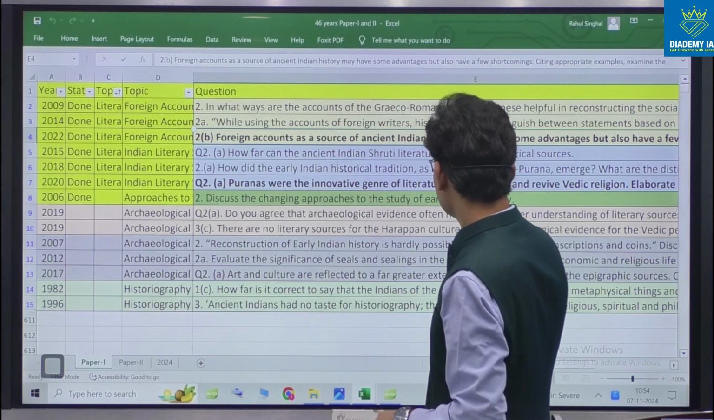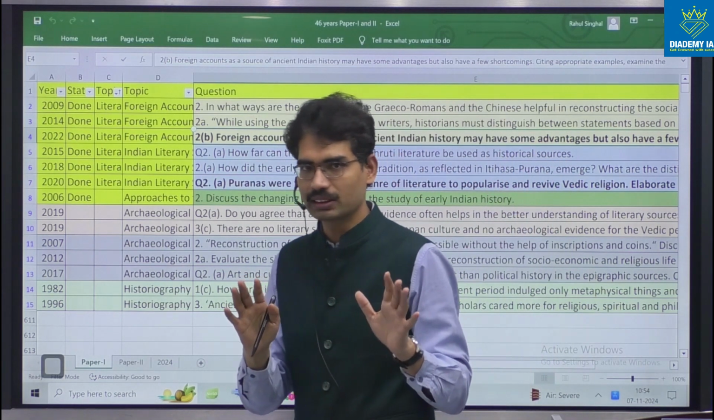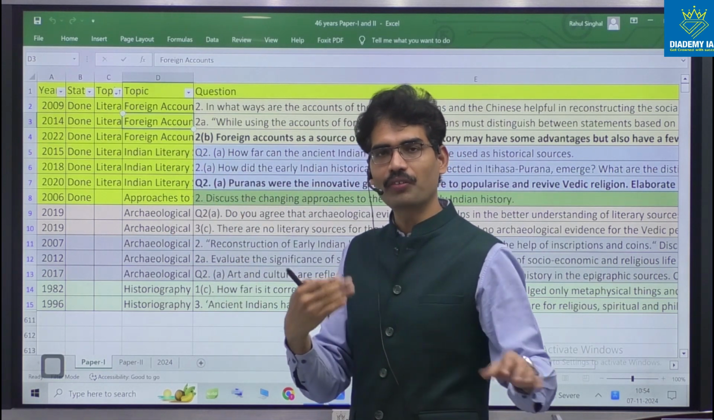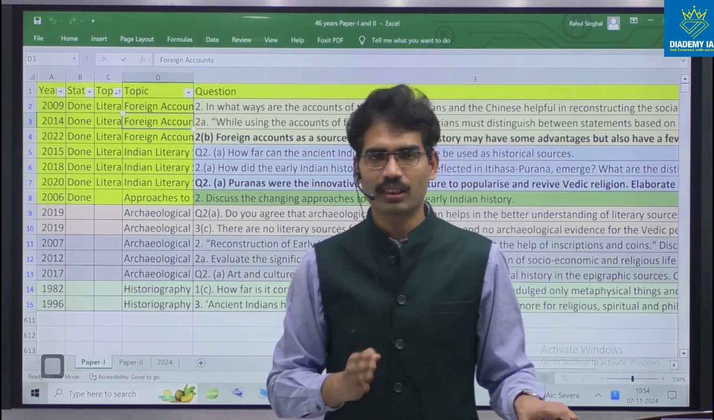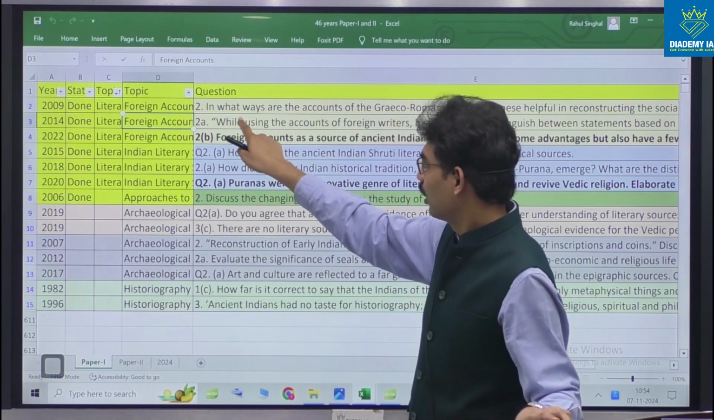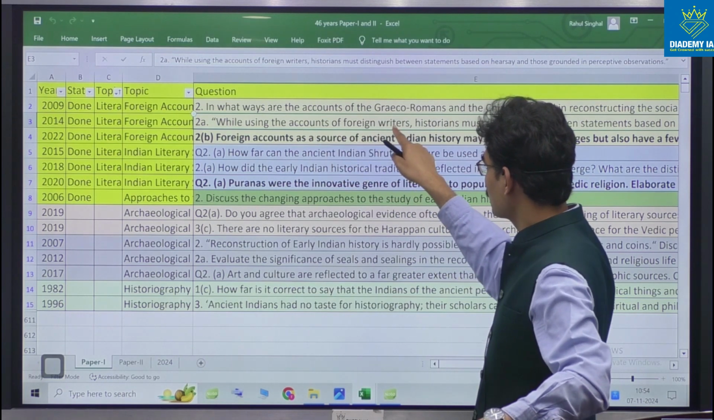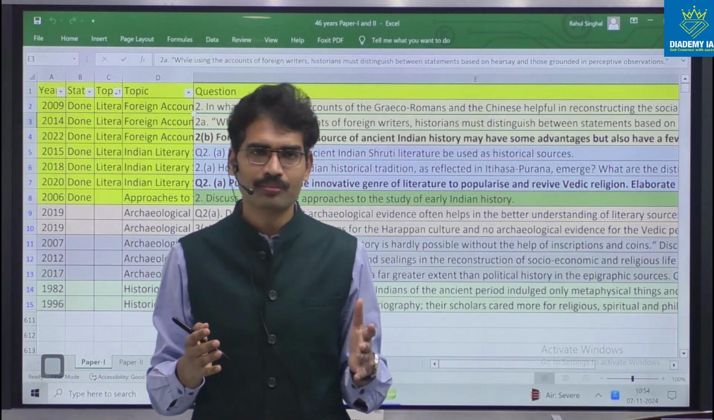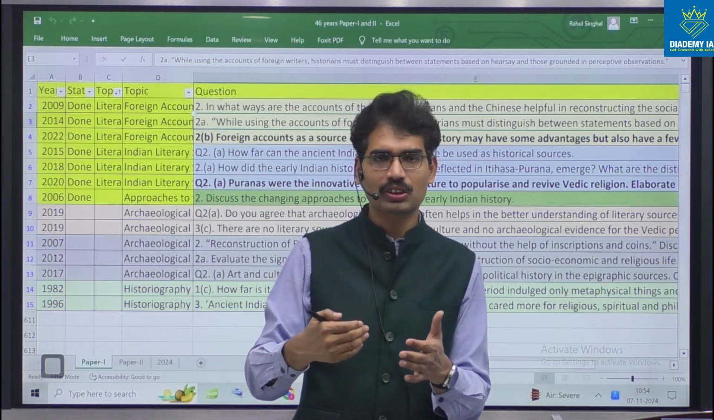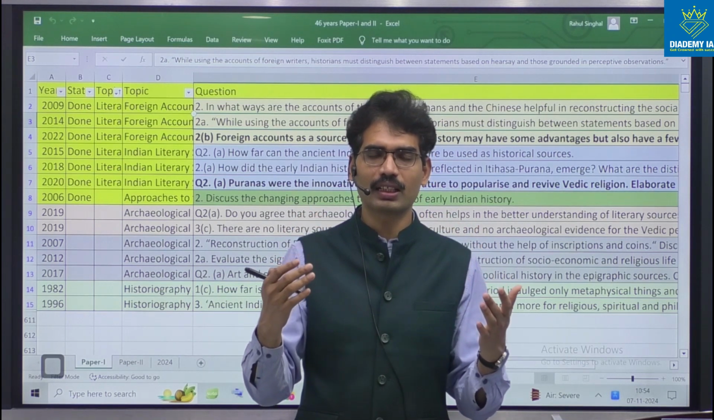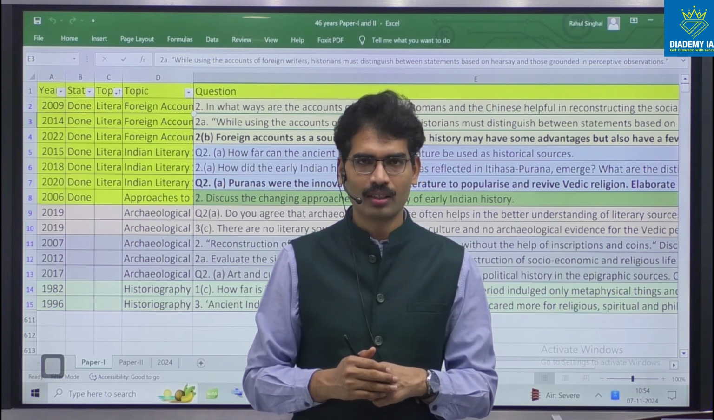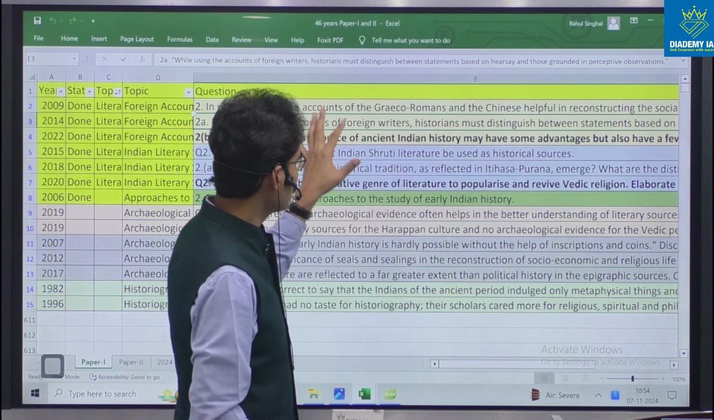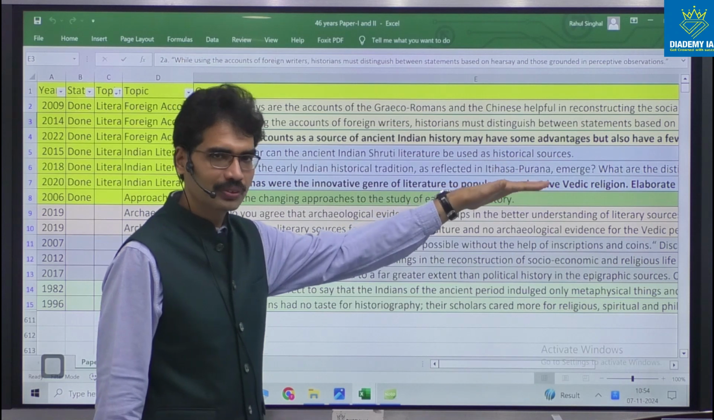Foreign accounts as a source of ancient Indian history may have certain advantages and limitations. That is the question, in 2022, the latest one. Now see how the same question was asked in 2014. It is simply asking what the advantages of foreign accounts are and what the limitations are. In 2014: while using the accounts of foreign writers, historians must distinguish between statements based on hearsay and based on observation. If it is based on observation, the factual part and historical analysis will come. If it is based on hearsay, some mythical elements they will add into their accounts, and if it is not history, that is a limitation. If it is the factual part, that is history. So the 2014 question was repeated in 2022 in a different language.